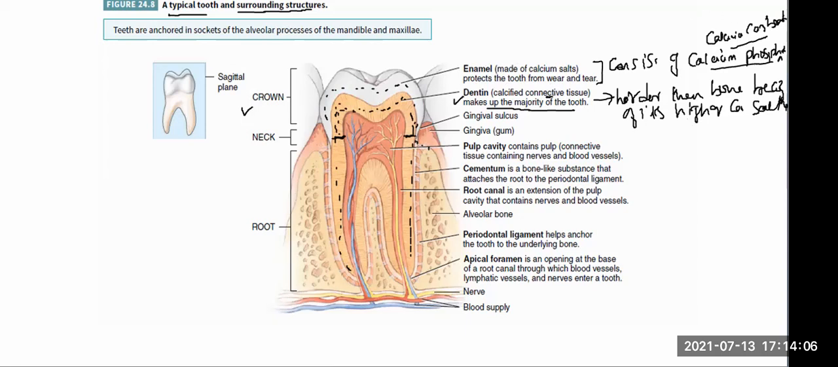And the main function of enamel is that it protects the tooth from wear and tear while chewing. When you chew the food, there may be wear and tear on your teeth, right? So this enamel, which is the hardest substance in our body, due to the calcium salts, calcium phosphate and calcium carbonate, is the hardest substance known in the body, and its main function is that it protects the tooth from the wear and tear while chewing.